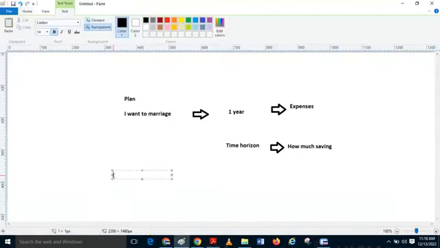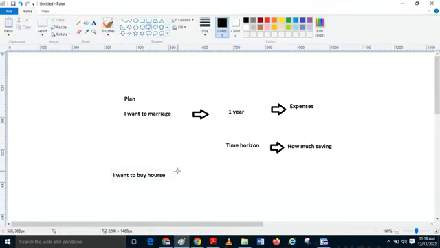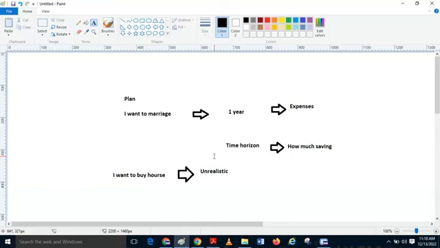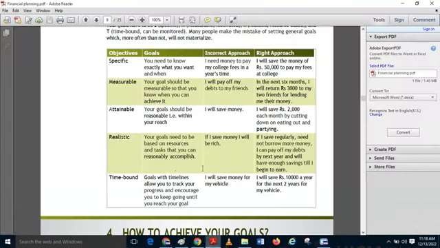If I say I want to buy a house, and there is no time bound, what is the time in which I want to buy the house? I don't have that. And if someone asks me, I will say tomorrow only I want to buy a house. It is an unrealistic approach. So my approach should be realistic.